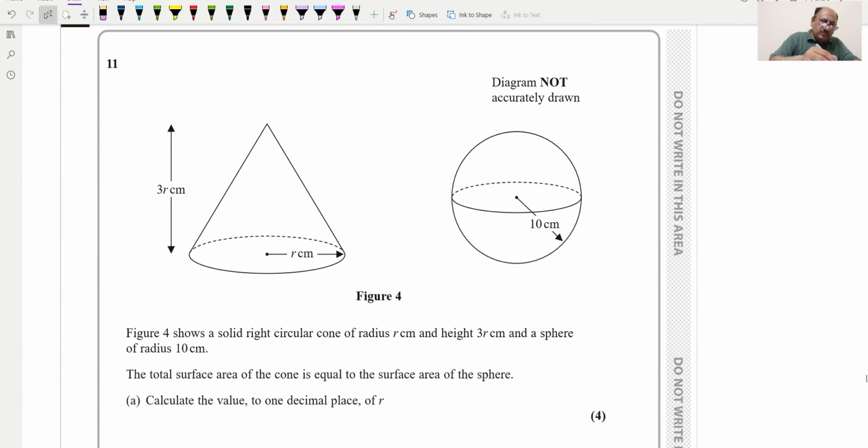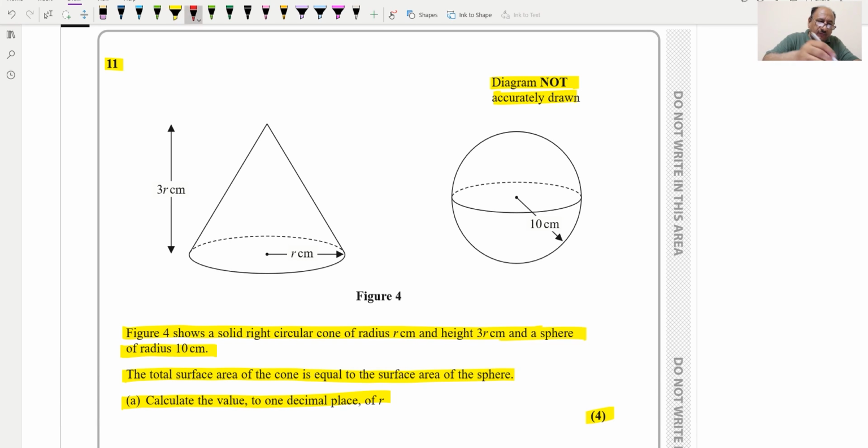Now this is question number 11, and it says the diagram is not accurately drawn. Figure 4 shows a solid right circular cone of radius r centimeters and height 3r centimeters, and a sphere of radius 10 centimeters. The total surface area of the cone is equal to the surface area of the sphere. Calculate the value of r to one decimal place, and this is a 4 mark question.